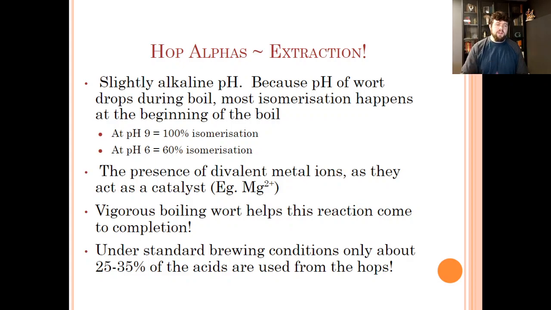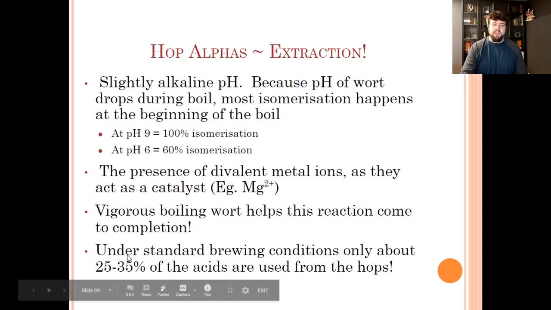Yeah, and we mentioned this already, but pH has a big impact on the rate of isomerization. So if I go to pH 9, I'm going to see near 100% isomerization. pH 6 is about 60. Standard, you're looking at about 25 to 35, which Southern Ontario usually ranks around 35%, just based on our water profile.